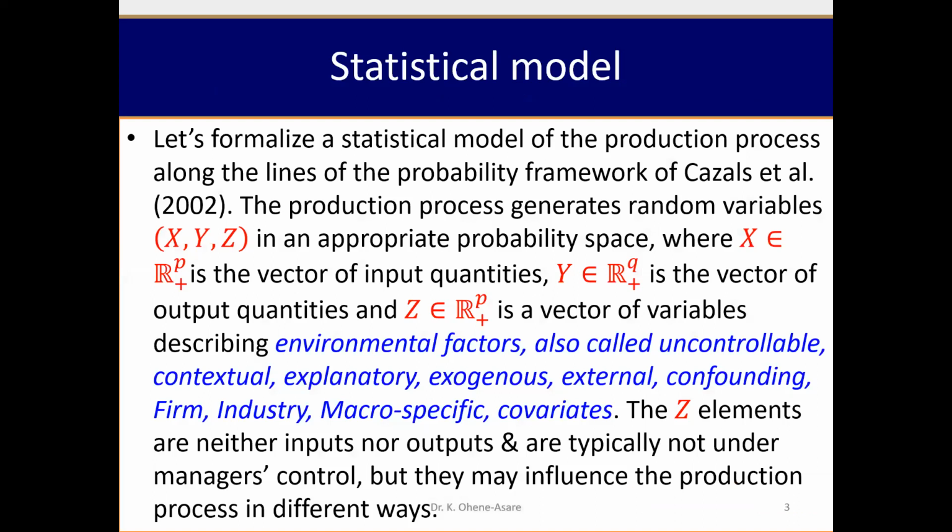Now, in order to best explain this, we need to understand a few things about a statistical model. I'm picking most of my points from Cazals and from Simar and Wilson. We are going to formalize a statistical model. It's not going to be complex. I'll skip some of it. So if you have a statistical model of a production process, and this production process generates some random variables, X, Y, and Z, I'm just formalizing, so obviously there will be some mathematics. And you do this in an appropriate probability space. Now let me just give you a fair idea of what I mean.